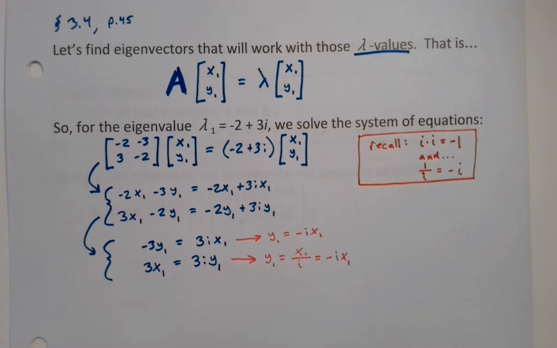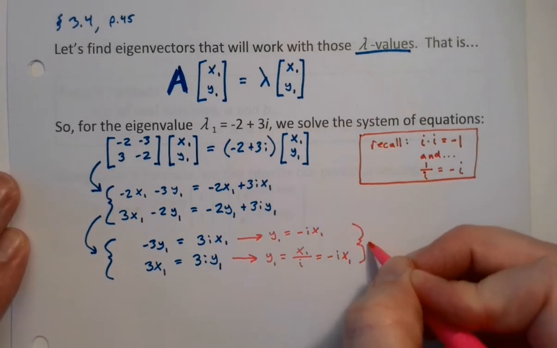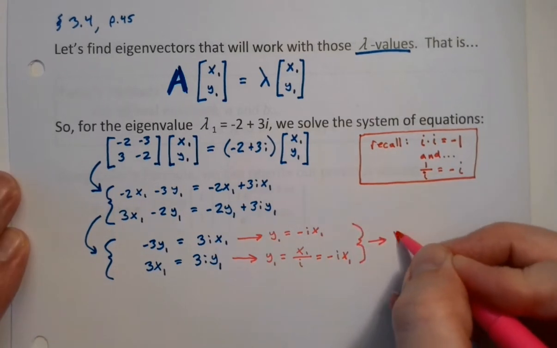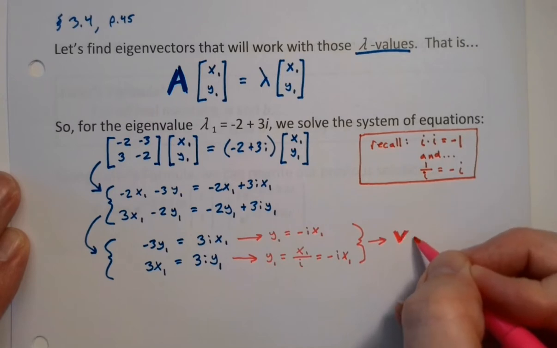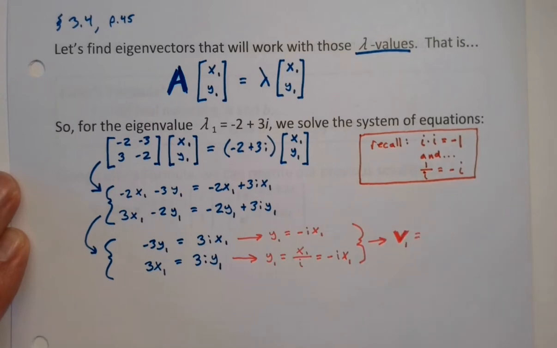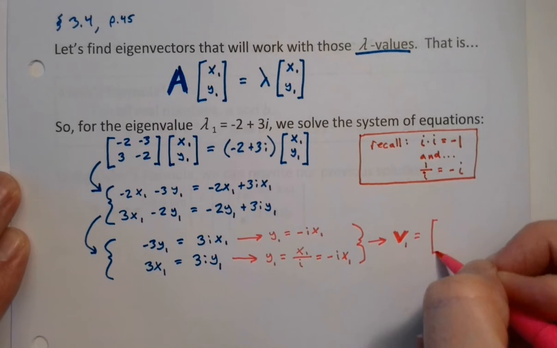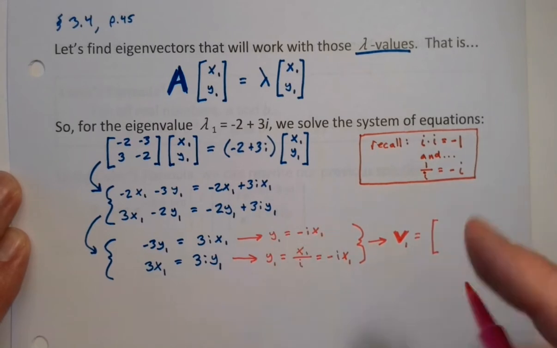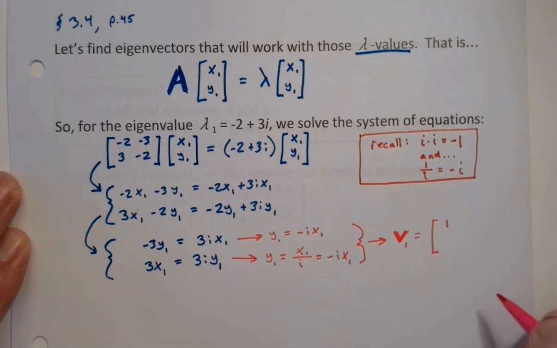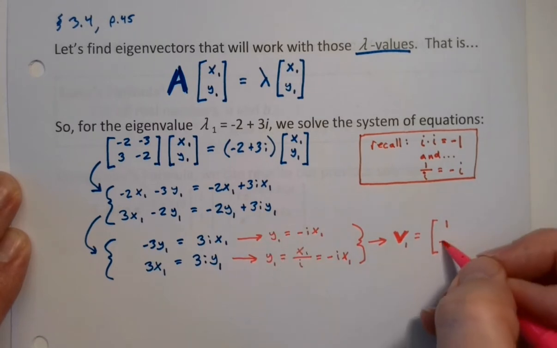So on first glance, you might think, oh, those are totally different, but they're actually telling you the same thing. And what they're telling you collectively here is that the eigenvector that's associated with this complex eigenvalue is whatever you plug in for x, the y value will be -i times that.